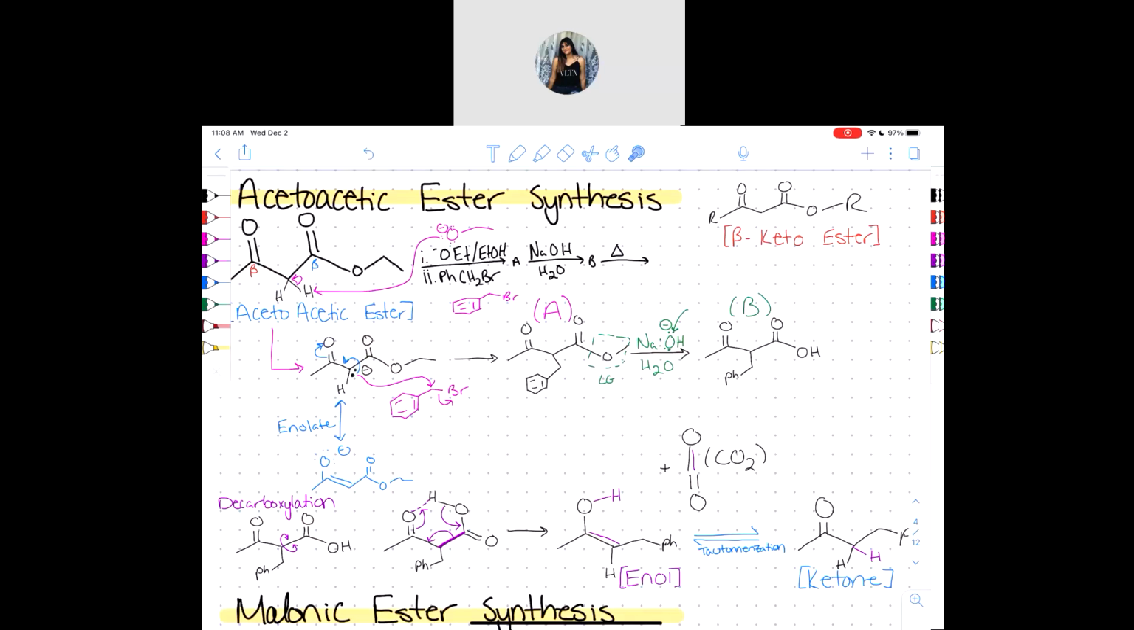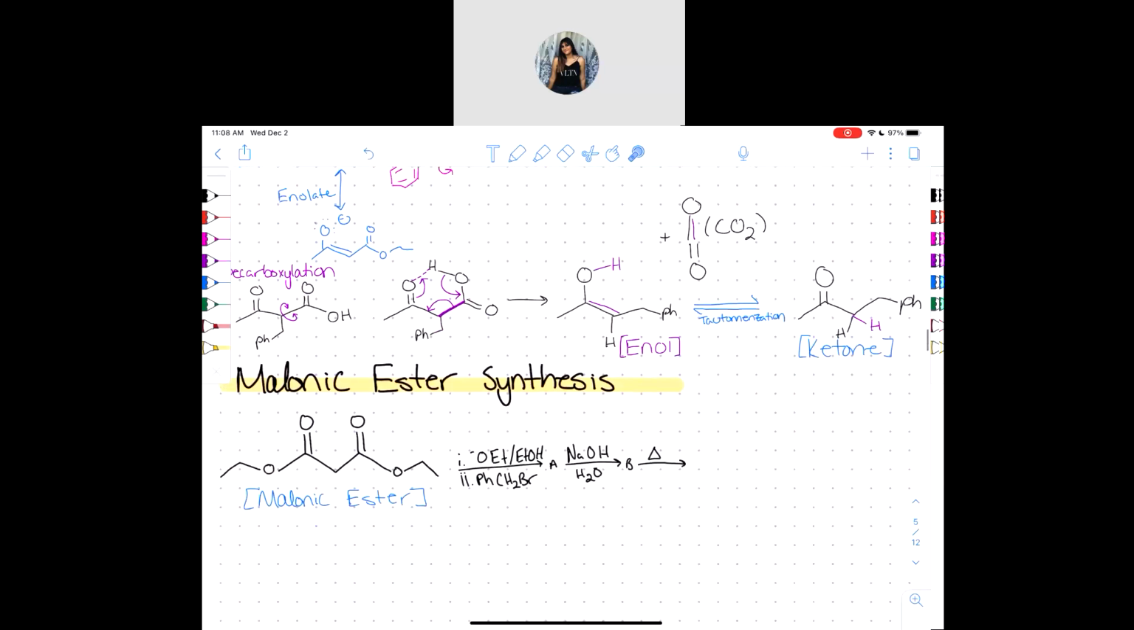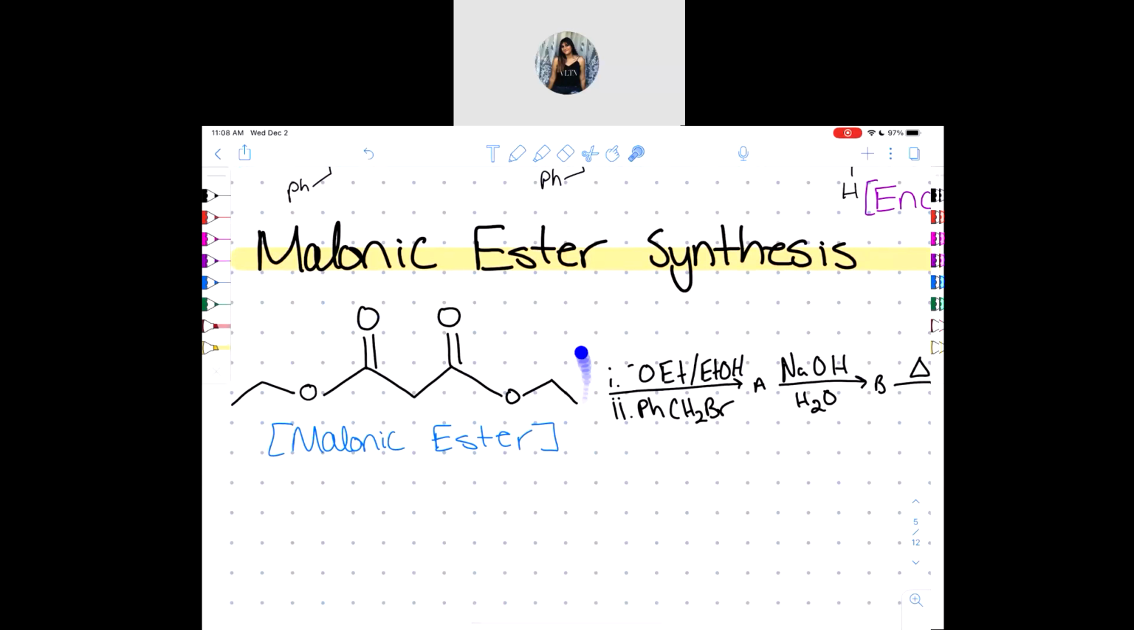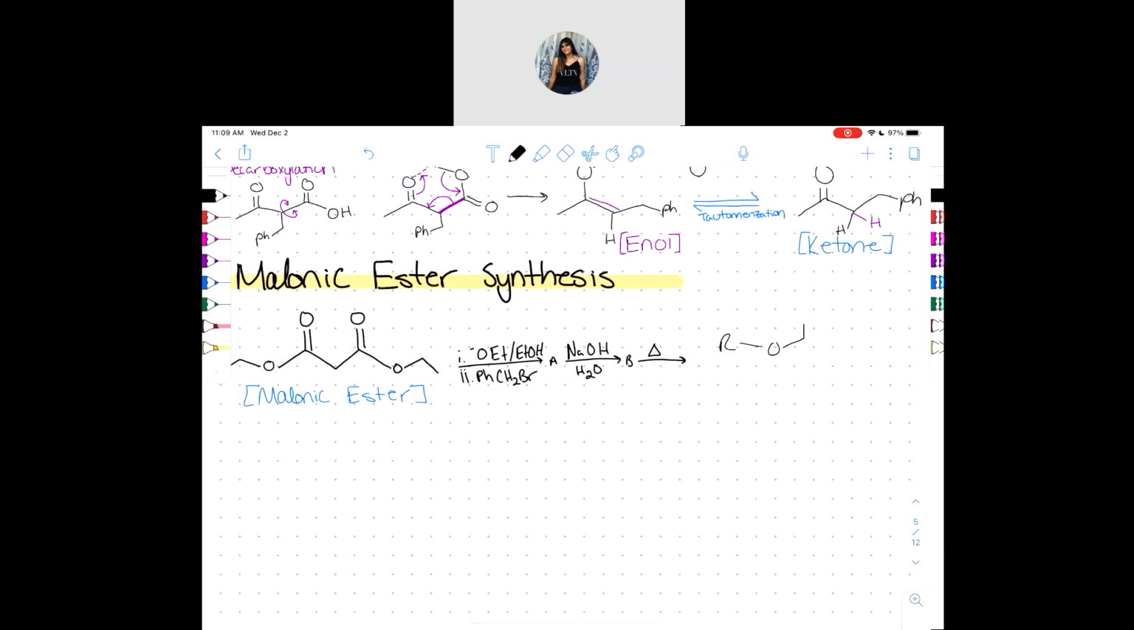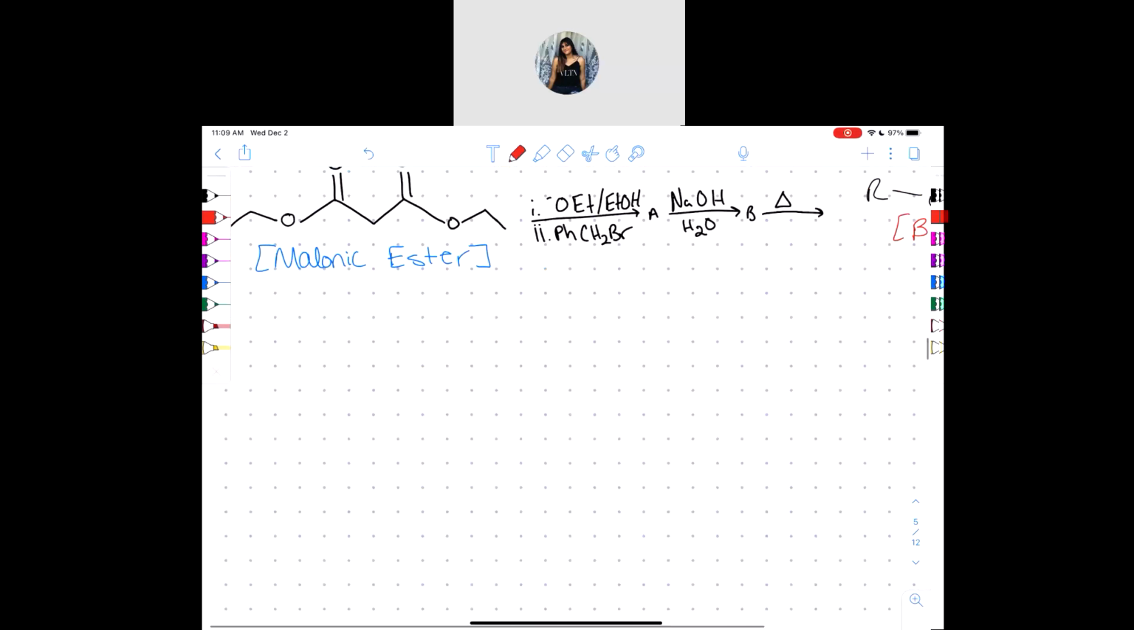That's specific enough for what Dr. West wants. So for this next one, we said that this guy is a malonic ester. If we go to the side, we can also say that if it looks like so, it is a beta diester. Okay, so now that we got the naming stuff out of the way, let's go ahead and do the mechanism.